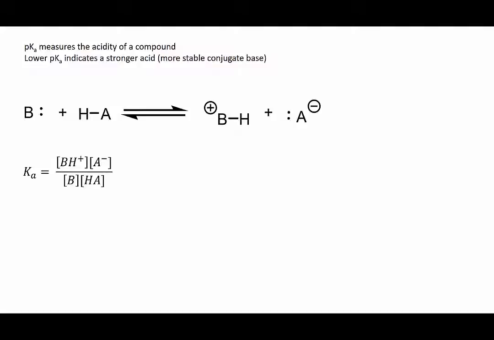If we look at the equilibrium expression for the acid-base reaction above, products over reactants, you can see the Ka value. It's basically the equilibrium constant. We'll write that up here. If we take the negative log of the Ka value, we get the pKa. I'll give you a couple examples of pKa values.